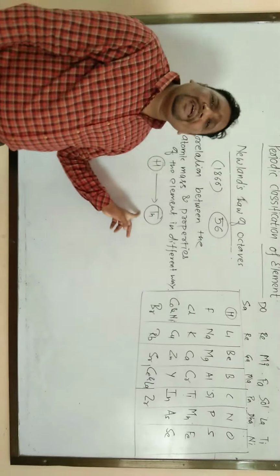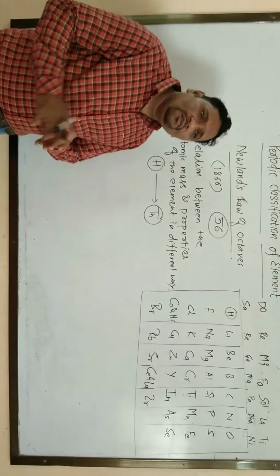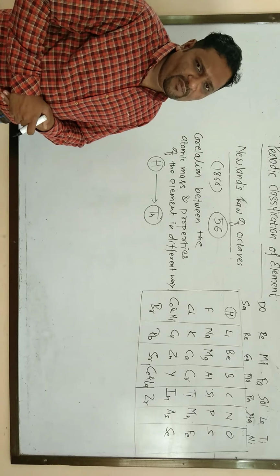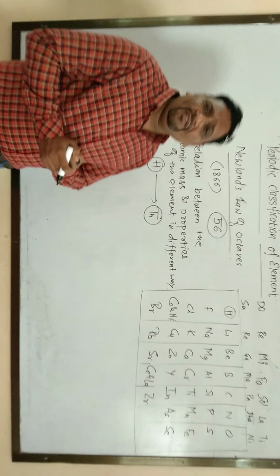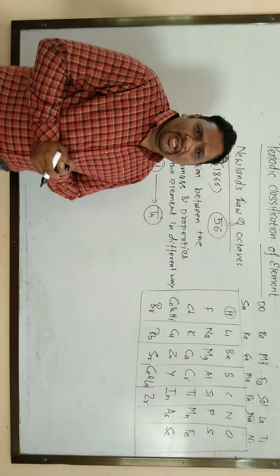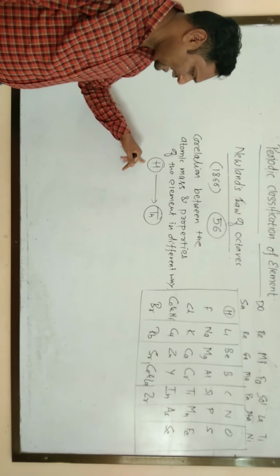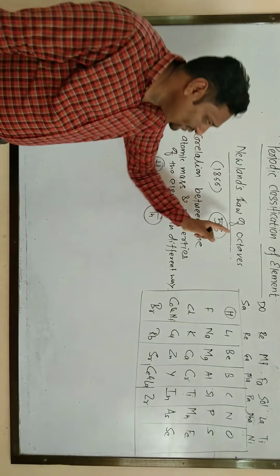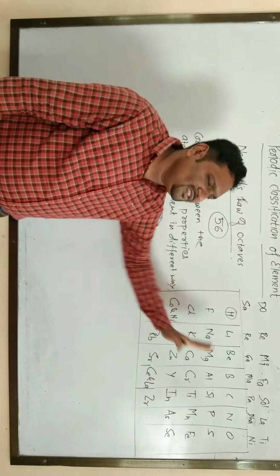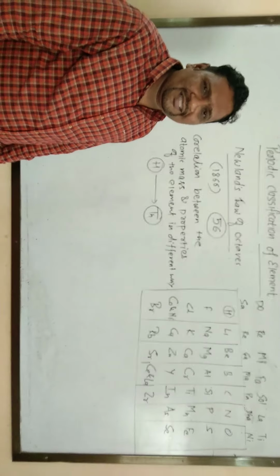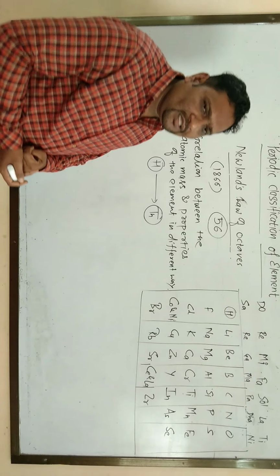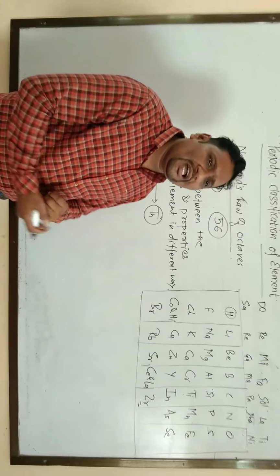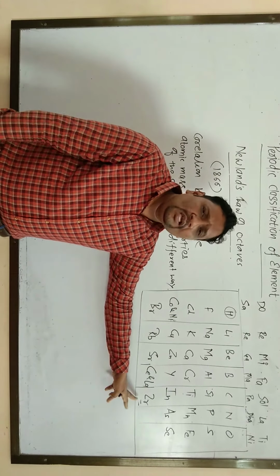Students, what is meant by heavy elements? Those elements having high atomic mass that naturally emit radiation, we call heavy elements or radioactive elements. So he started with the lightest element, hydrogen, and ended with the heavy element, thorium. All 56 elements are arranged in increasing order of atomic masses, but in your textbook the table is given only up to zirconium. This is not a complete table.